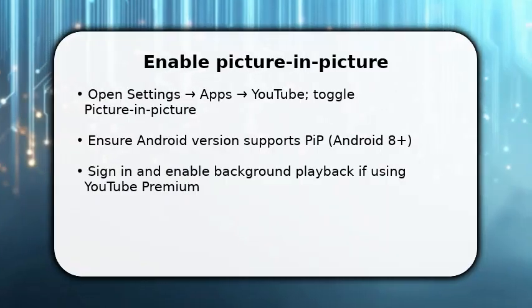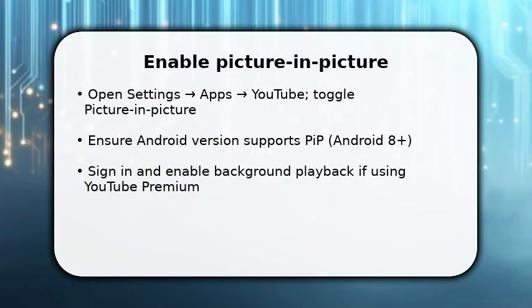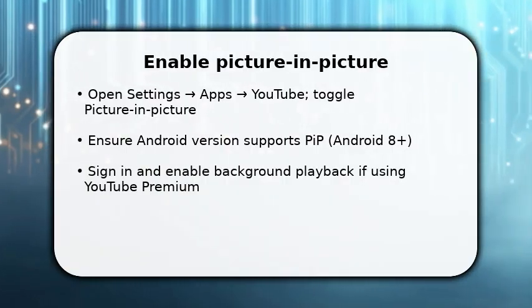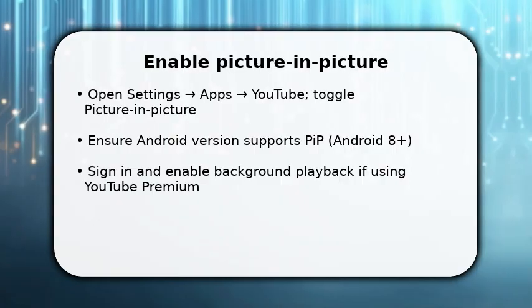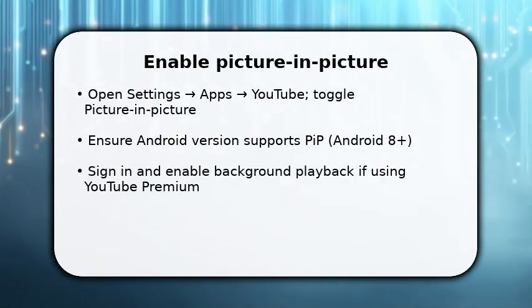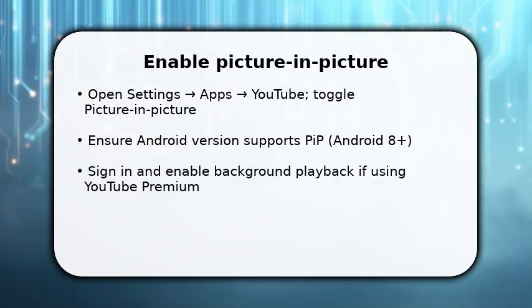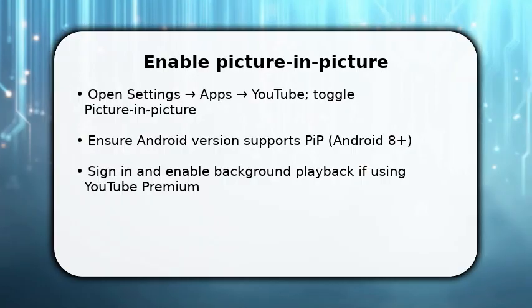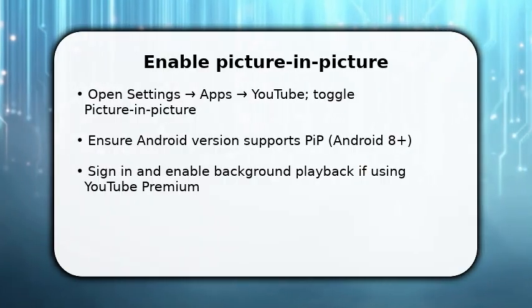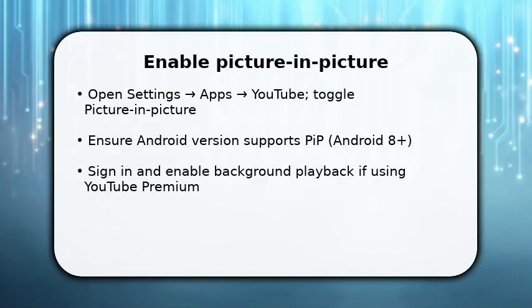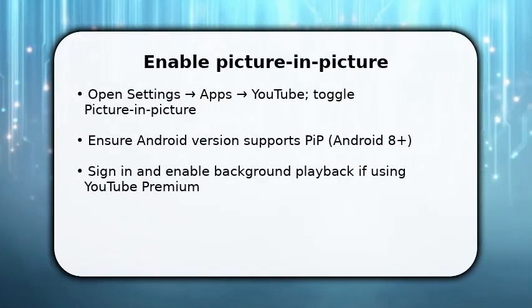You start by turning on Picture-in-Picture, because that's the feature that lets YouTube float over other apps. Open Settings, go to Apps, pick YouTube, then enable Picture-in-Picture. If you already use YouTube Premium, enable background playback too so audio continues. Once done, test Pi-P by playing a video in YouTube, then press Home. The player should shrink into a corner.